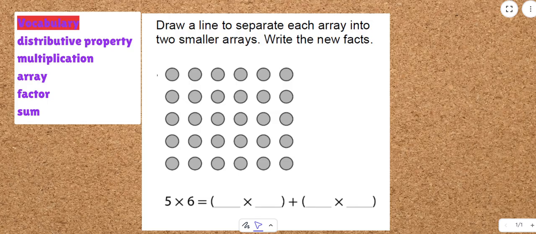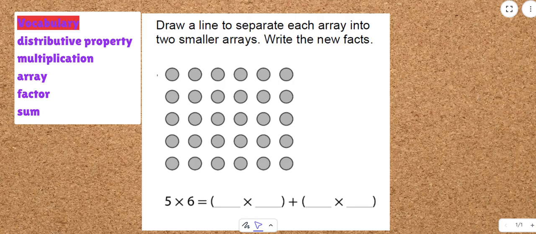Basically, what they want the students to be able to do is understand that if you have a big multiplication problem, such as 5 times 6, and you don't exactly know the answer, you can take a bigger problem and break it down into smaller equations, and you can use the sum of those equations to find out the answer to the bigger equation, if that makes sense. So I'm just going to show you right here.